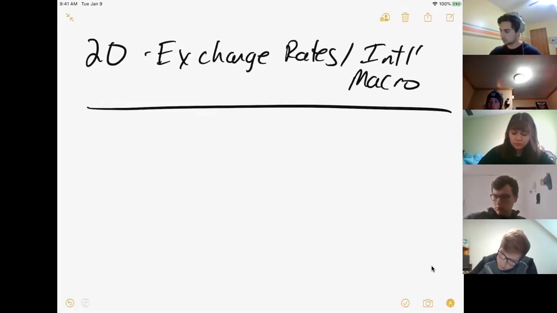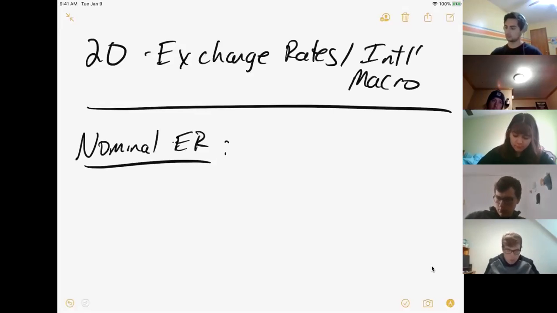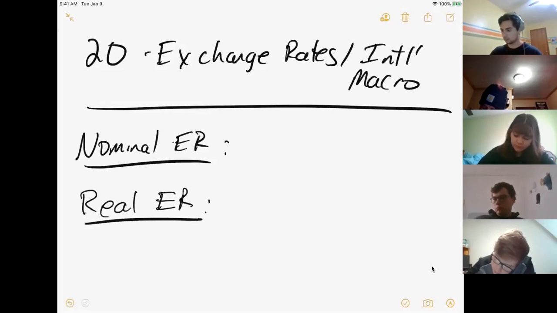So, exchange rates and international macro. When we begin by talking about exchange rates, the important thing to know is there are really two types of exchange rates that we have to be able to distinguish between: a nominal exchange rate and a real exchange rate. A nominal exchange rate is just basically the price of one currency in terms of another currency.